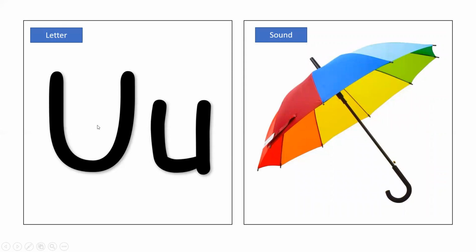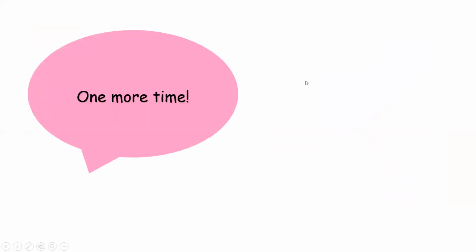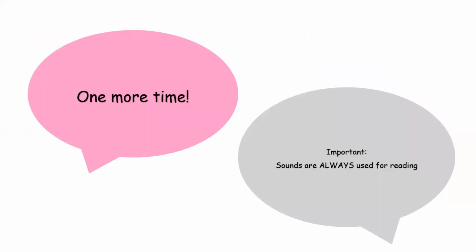Last vowel letter is U. We took U from the alphabet. But the sound comes from the picture of the umbrella. Umbrella. The sound is uh. Letter is U, sound is uh. Very good. Let's do it one more time. But remember, sounds are always used for reading. Always.